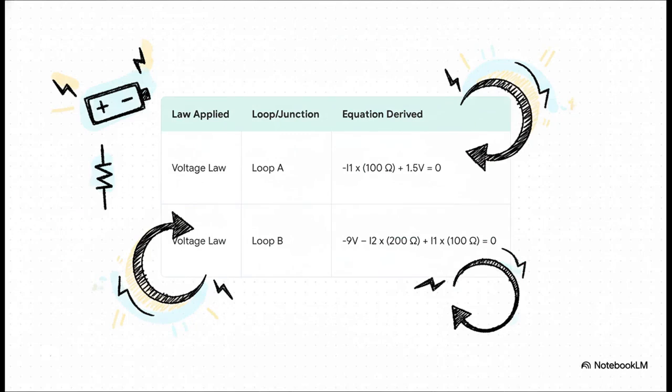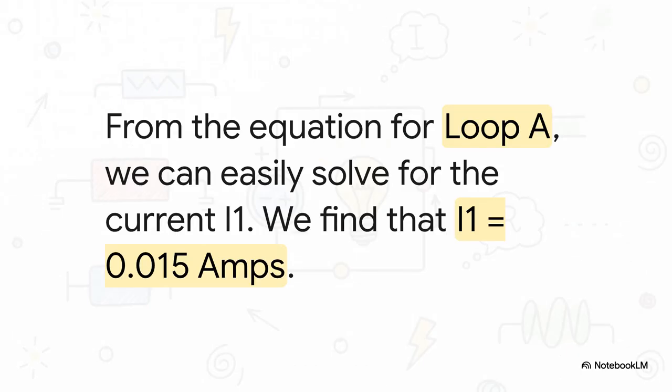Just by tracing each of those loops and applying the voltage law, remembering that batteries add voltage and resistors spend it, we can write down these two equations right here. What we have now is a system of equations that describes the entire circuit. Now, if you look at the equation for loop A, it's actually pretty nice and simple. It's only got one unknown current, I1. So a little bit of algebra, and boom, we've got our first clue. We now know that the current flowing down through that middle resistor is 0.015 amps.